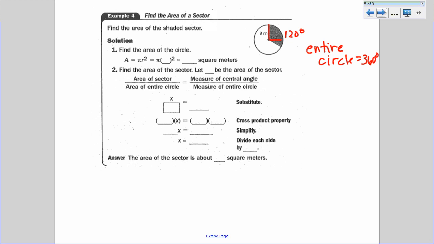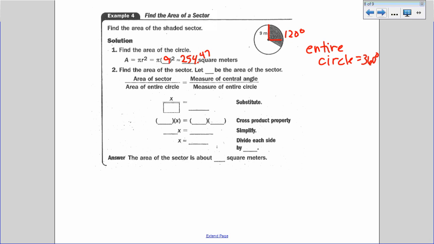The first thing you have to do is find the area of the circle. So we're going to do pi times 9 squared. And so when we do pi times 9 squared, or pi times 81, we get about 254.47. All right?